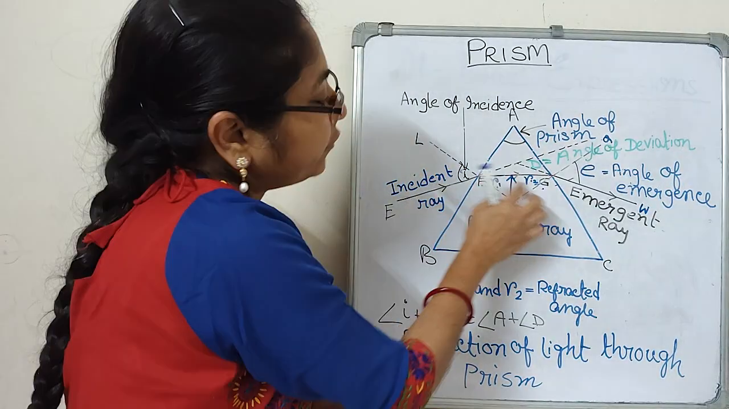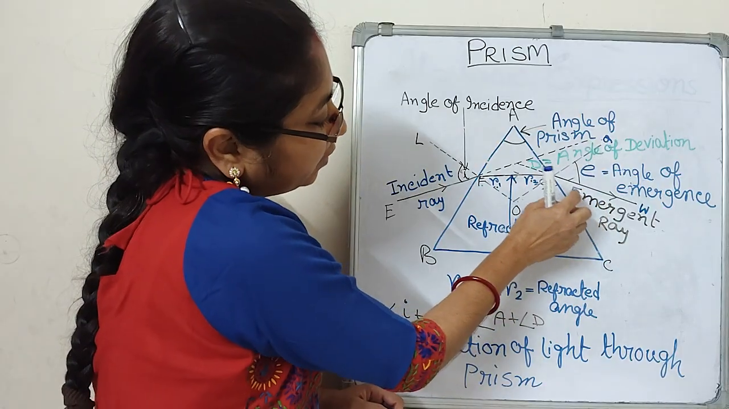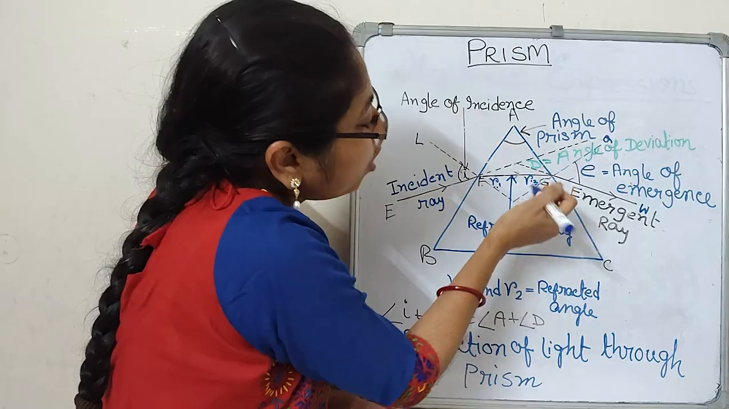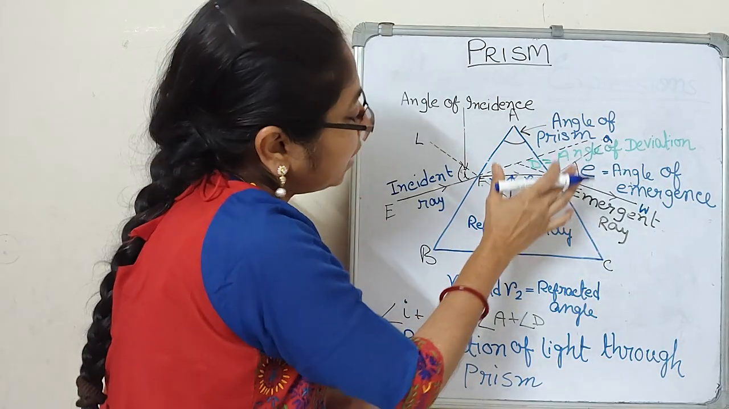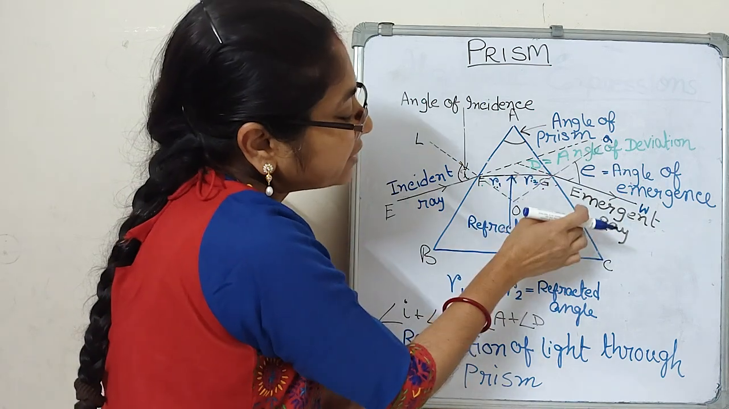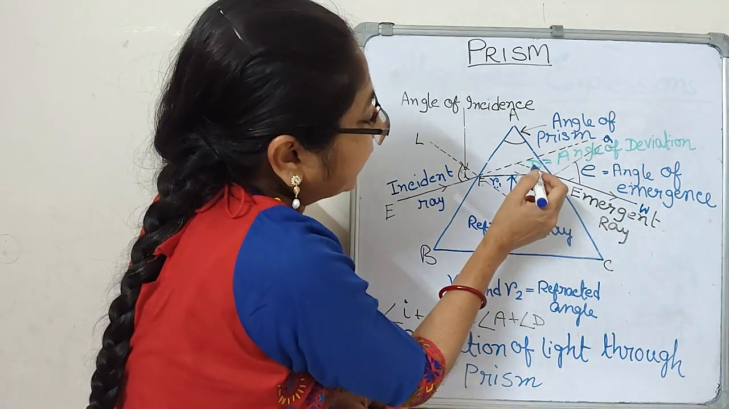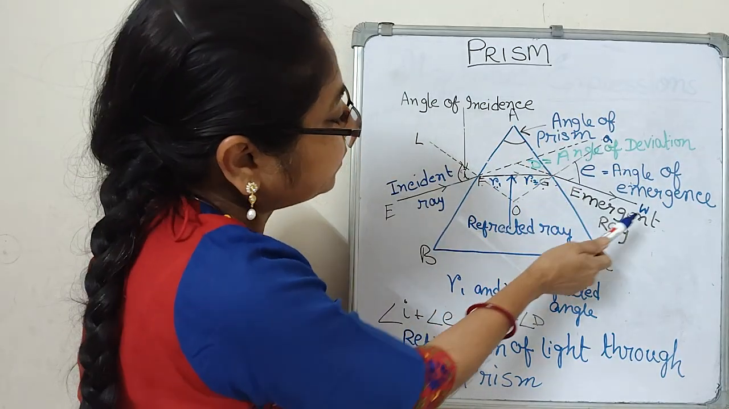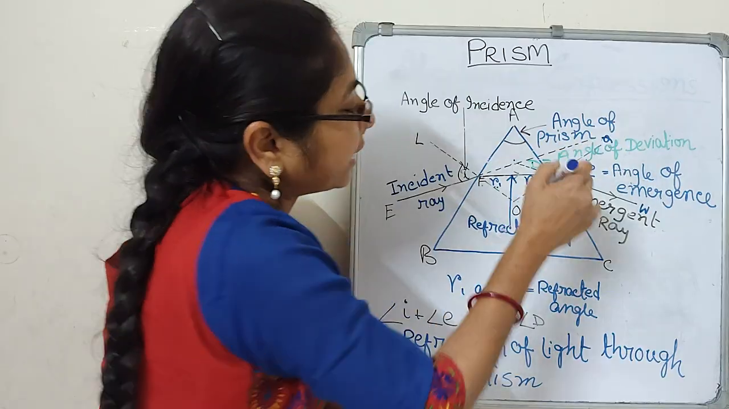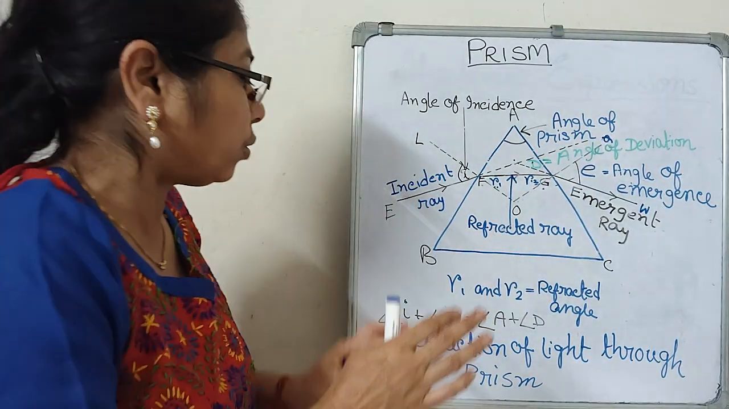And when the emergent ray is extended backward, it meets that point. So if the prism is not there, it goes straight, and for that reason some deviation happens. This angle, the angle between the original direction and the emergent ray, is the angle of deviation. Okay. Now, what is the rule?